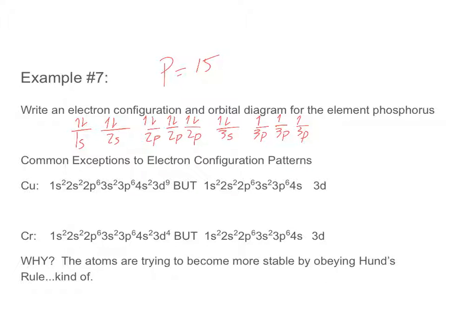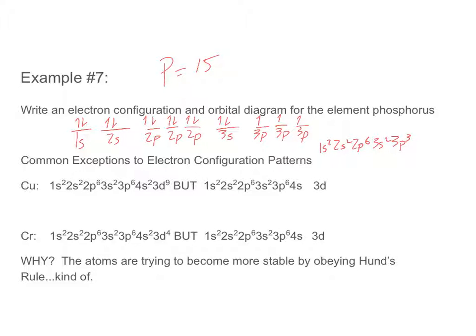So when I write the electron configuration, it would be 1s2, 2s2, 2p6, 3s2, 3p3. So that's the electron configuration and orbital diagram for the element phosphorus.